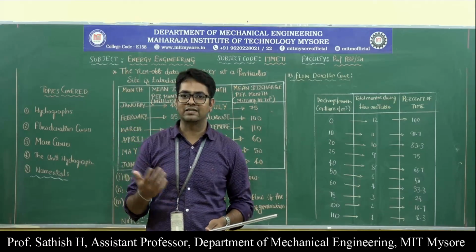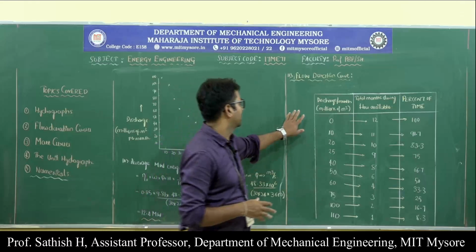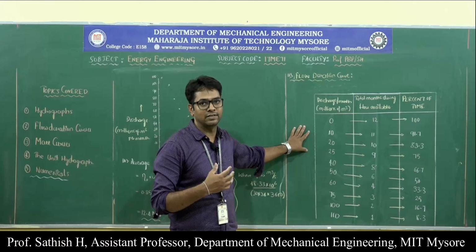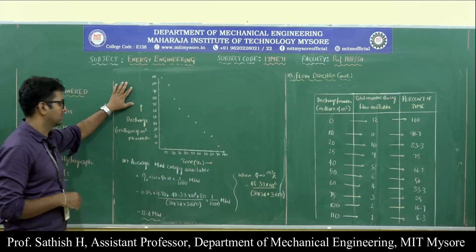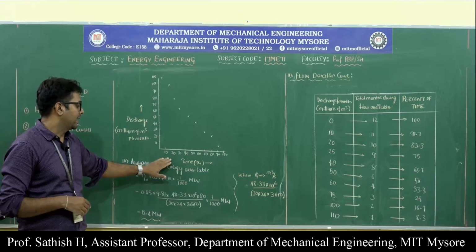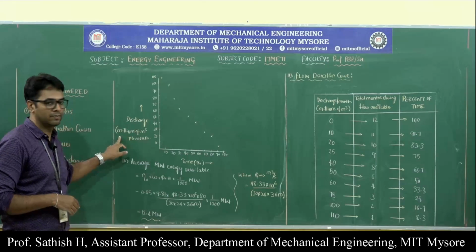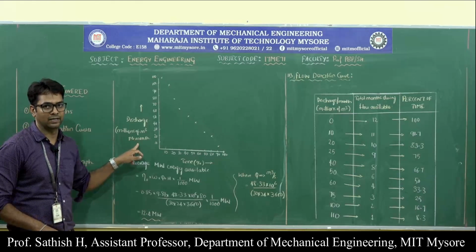Based on this we will draw a flow duration curve. After plotting this graph, that is necessary for the flow duration curve, which is based on the data given in the problem. We have to plot this graph: the flow duration curve, where on the x-axis we have time in percentage, and on the y-axis we have discharge. Remember this discharge is in units of millions of meter cube per month.